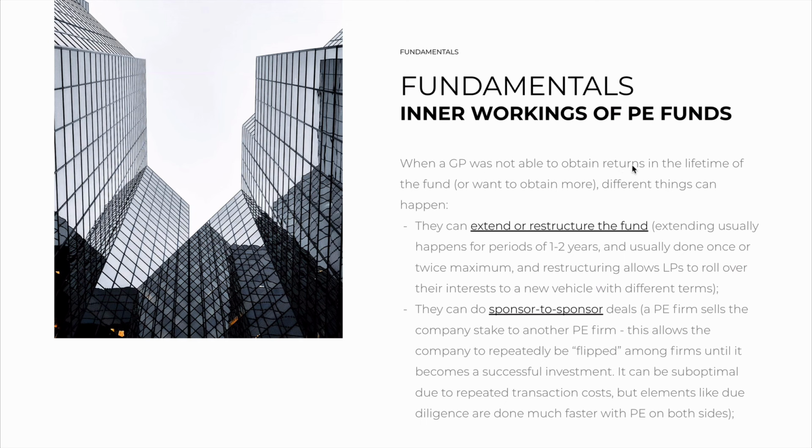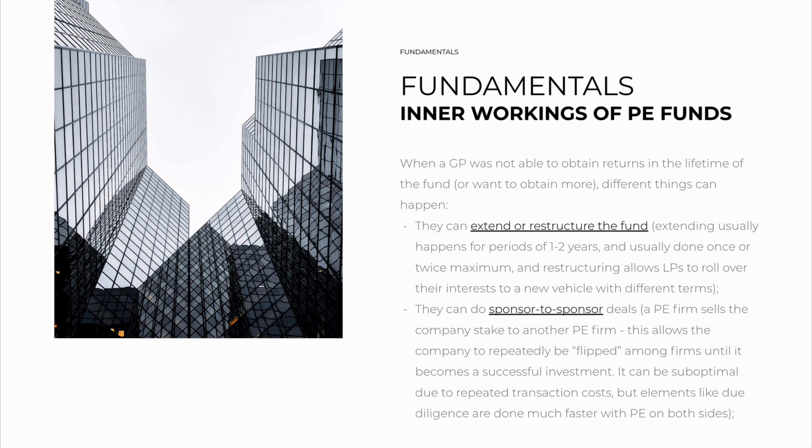There is a particular case of interest, which is when a GP is not able to obtain returns at the end of the lifetime of the fund, or even if they obtain moderate returns, but they want more. So let's say that the 10 years have passed, but the returns are not attractive. There's two main things that can happen here. They can extend or restructure the fund. So extensions usually happen for periods of between 1 to 2 years. And usually they can be done once or twice maximum, led by the GP without needing LP approval.